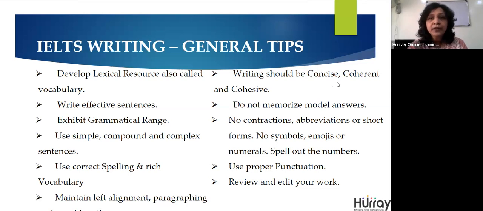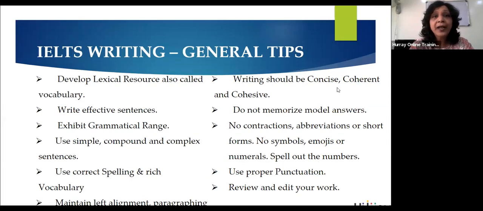You should not use symbols also when you're writing an essay. Please do not use symbols like brackets or slashes, and no emojis, no emoticons allowed. Also, do not use numbers. You have to spell out the numbers. Use proper punctuation. Most of the punctuation you would be using would be commas and full stops. Review your work and edit it at the end in the last 5 minutes.